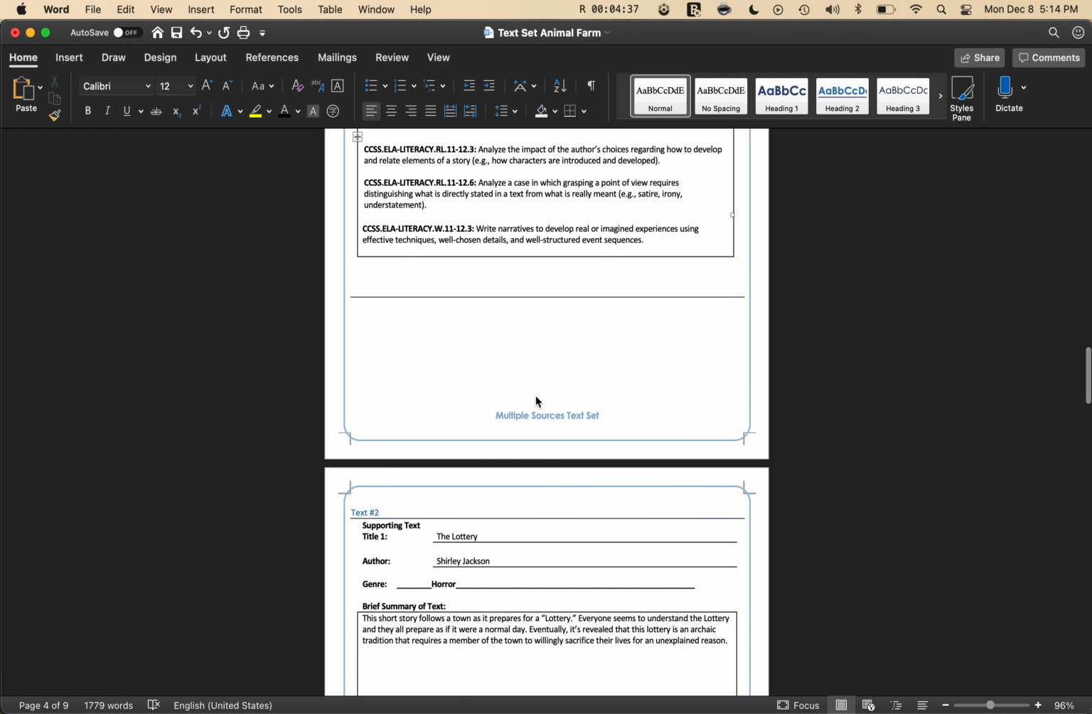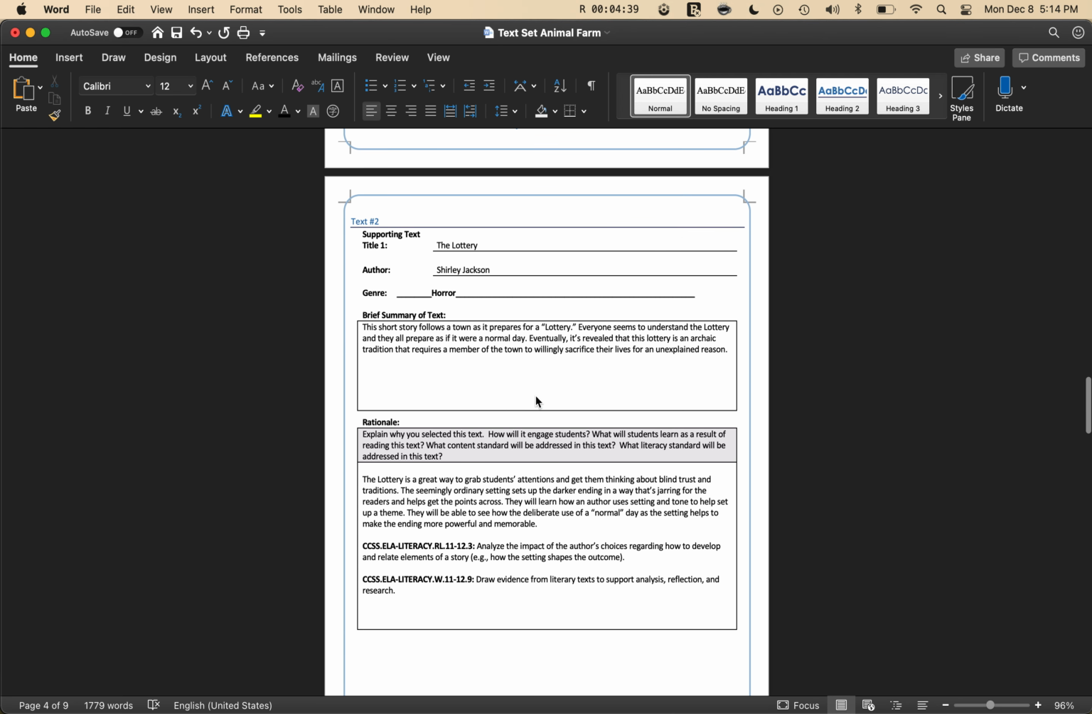So the text that I'd like to connect to that, we'll start with The Lottery. The Lottery is a short story that follows a town as it prepares for a quote-unquote lottery. I thought this was interesting because the way that it's framed is really normal. They kind of pretend that this lottery is not a messed up thing, and then at the end of the story, the twist ending reveals that this poor woman is essentially stoned to death.